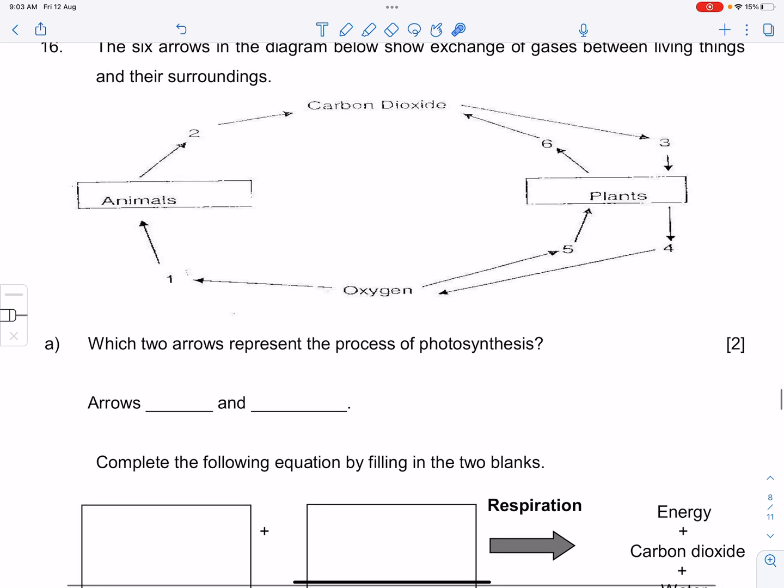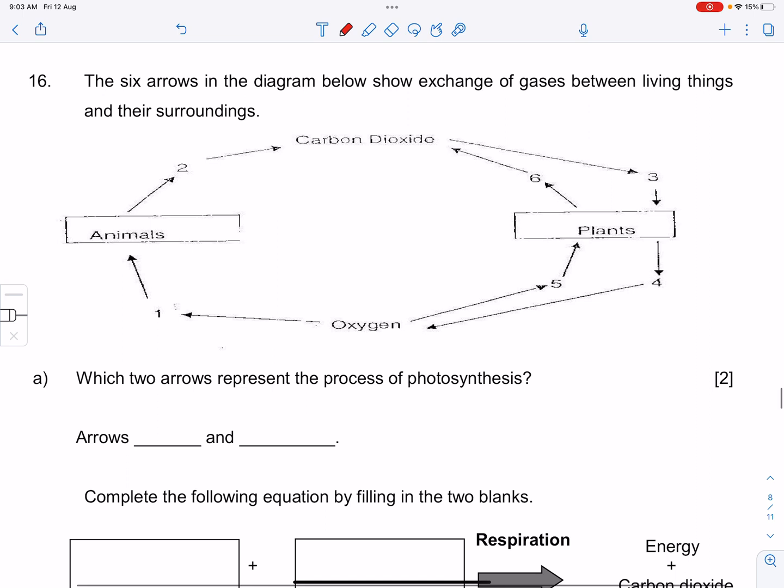Okay? So which 2 arrows represent the process of photosynthesis? Remember, in terms of photosynthesis, you will need to take in carbon dioxide. So if you take a look at this, my carbon dioxide is here and it's going into the plant. So straight away, I know that it's 3. And then on top of that, I know that something is given out, and in this case my oxygen is given out, the arrow is going out of my plant, so this is 4. 3 and 4.